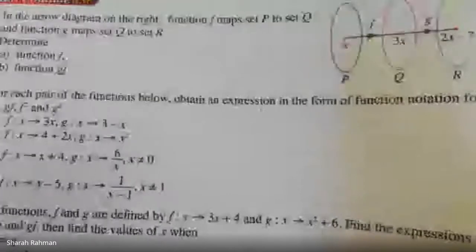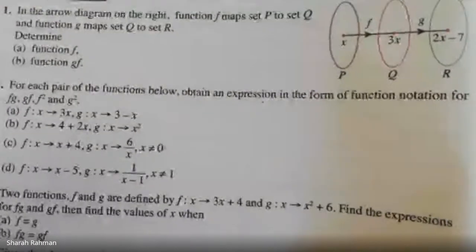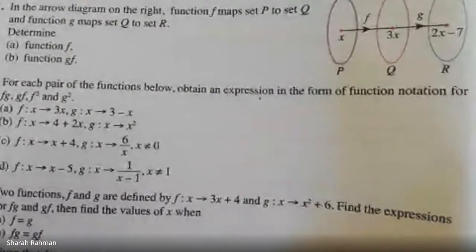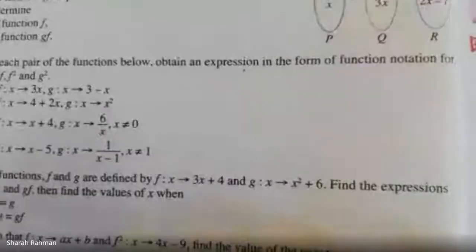2A. Okay, 2A. For each pair of function below, obtain an expression in the form of function notation for fg, gf, f squared, and g squared. Yes, Khadijah and all the rest, you can mark your answer. Next, you can use your red pen.